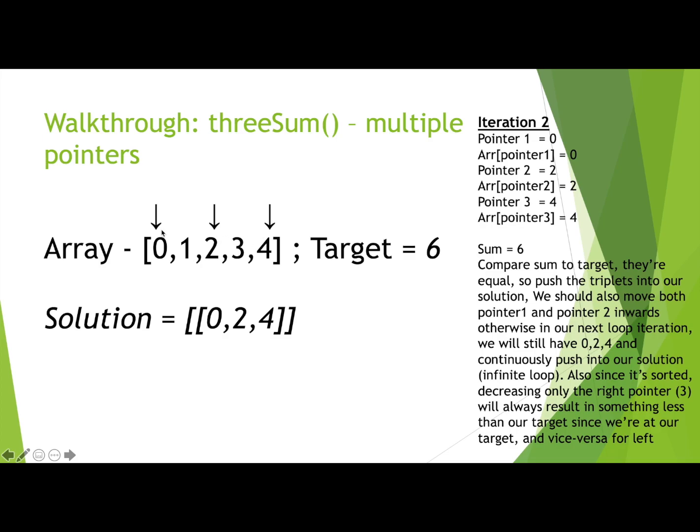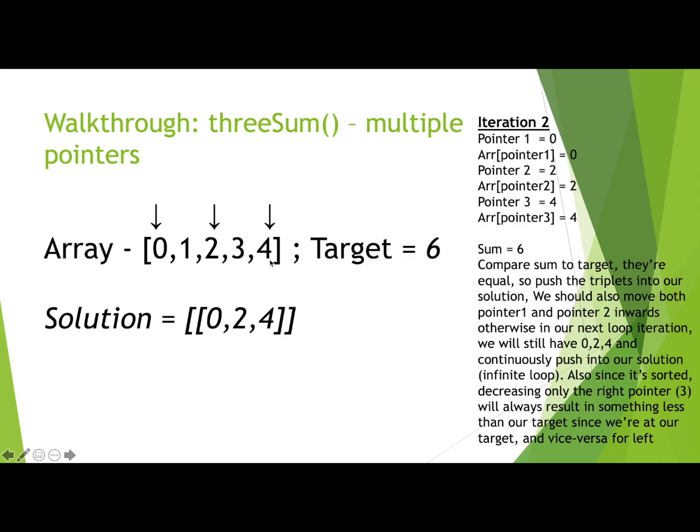So after we increment our pointer, we check again, and we're going to say 0 plus 2 plus 4, and that is equal to 6. Since it's equal to 6, we're going to push 0, 2, and 4 into our solution array, since it's equal to our target.